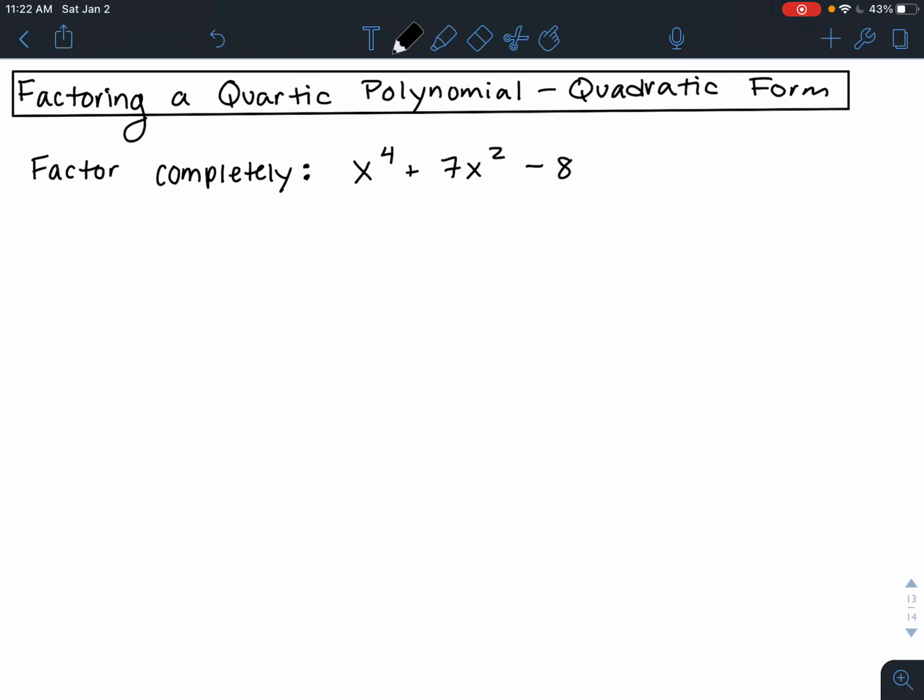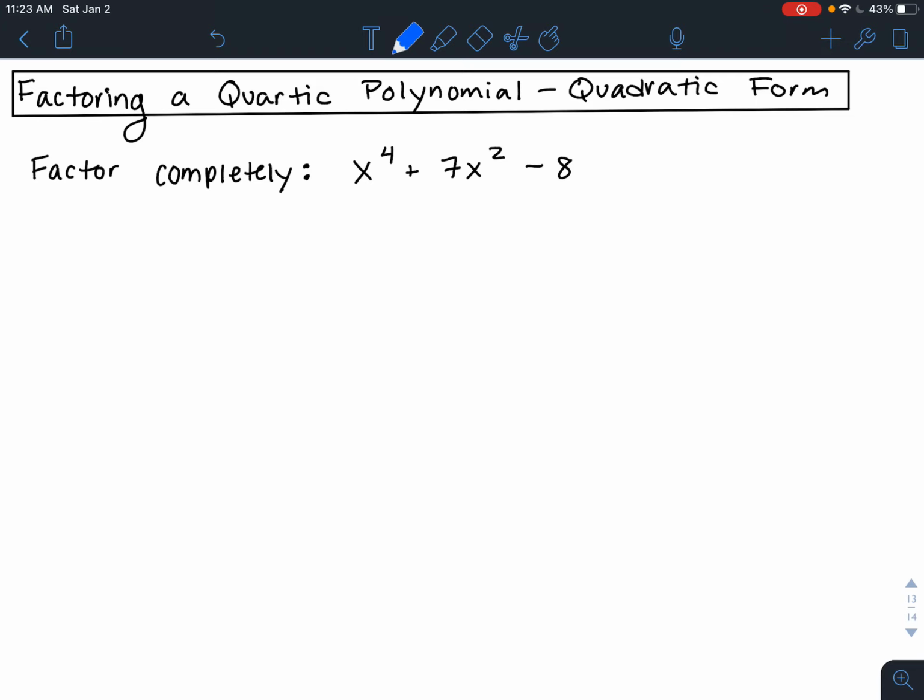How you factor a quartic polynomial, or in other words, an equation that fits quadratic form. So something is in quadratic form, so we know our standard form of a parabola is ax squared plus bx plus c. So when we're talking about quadratic form, we're looking for something that's a trinomial, so there's three terms.